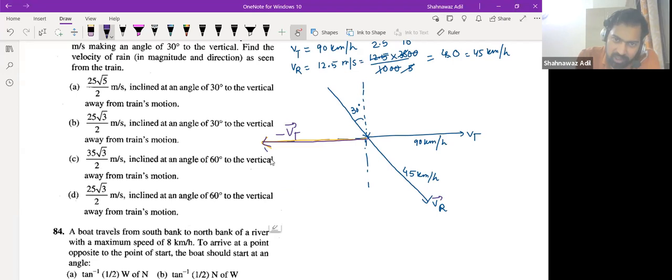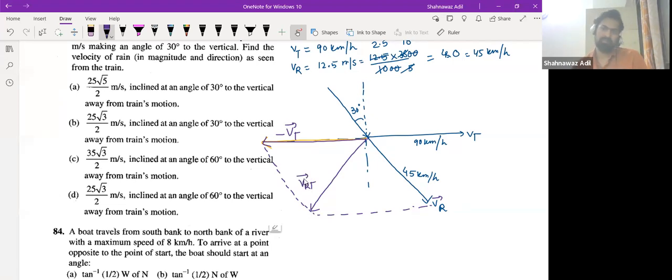So I have to make a line parallel to this one and then a line parallel to this one. So this would be my VR. Is this part clear? Is this part clear? Yes, sir.